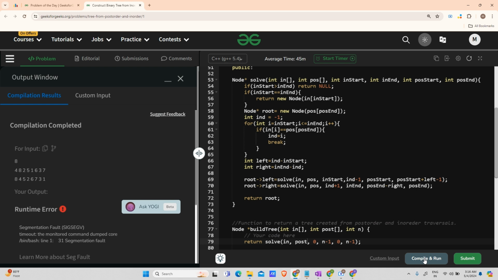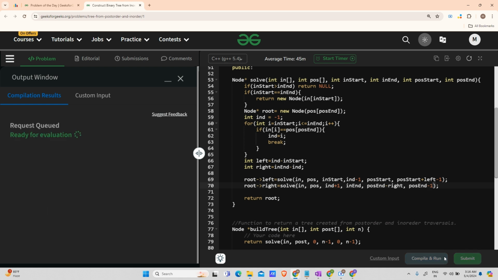So there has been some segmentation fault, and I try to figure it out. It is post end -1. Why? Because we have already taken out the post end element, so it will be post end -1. Let us try to compile and run it now. I hope for the best it runs, right? So it is running fine. Let us try to submit it now.